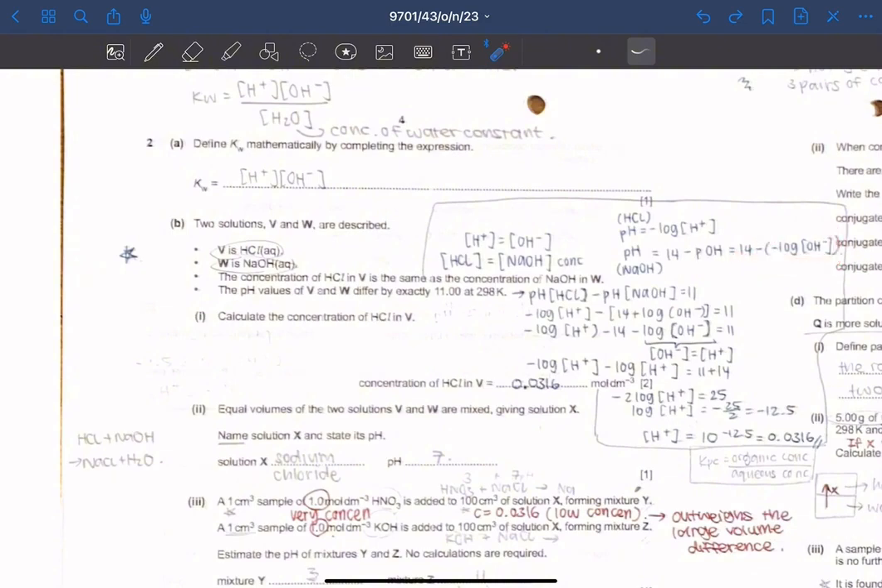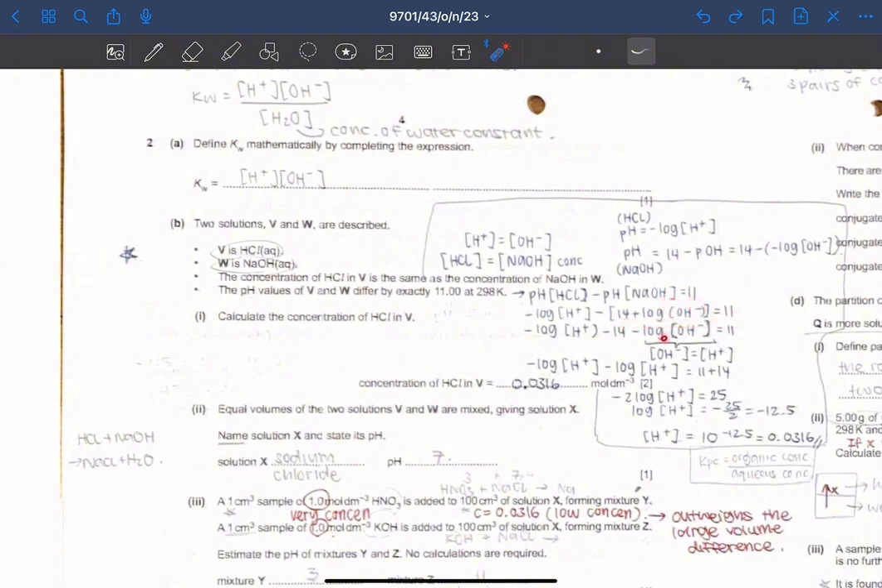And then the next clue is that the pH values of V and W, or of HCl and NaOH, differ by exactly 11. So pH of HCl minus pH of NaOH is equal to 11. Then insert the formulas into this. We get negative log H plus minus 14 plus, because negative and negative cancel out, 14 plus log OH minus concentration is equal to 11.